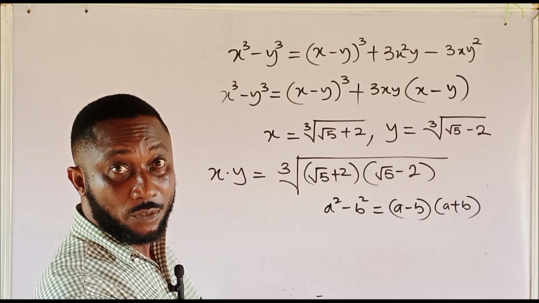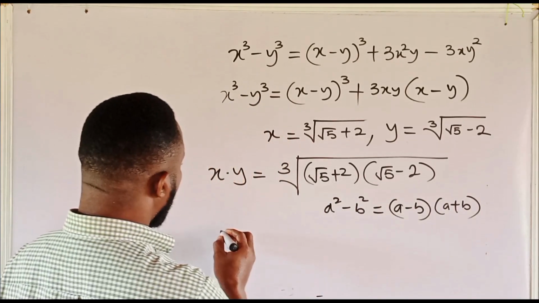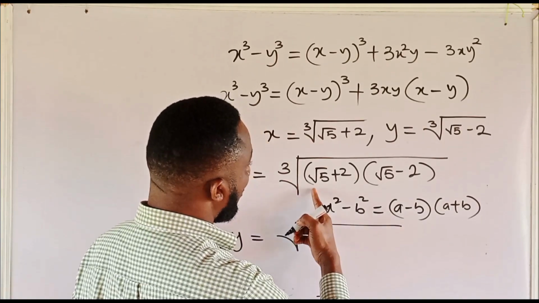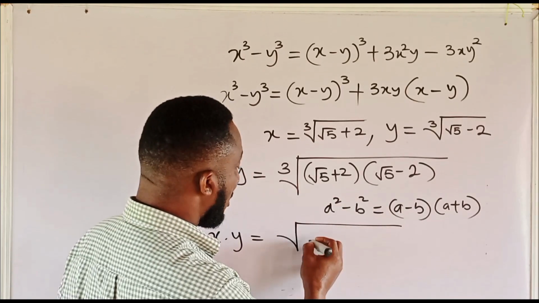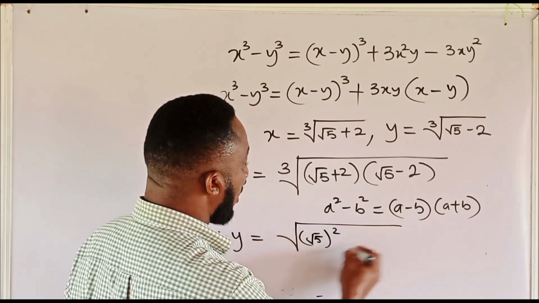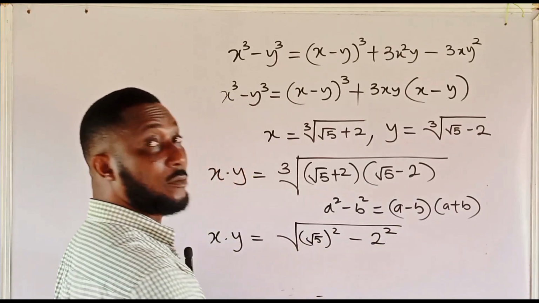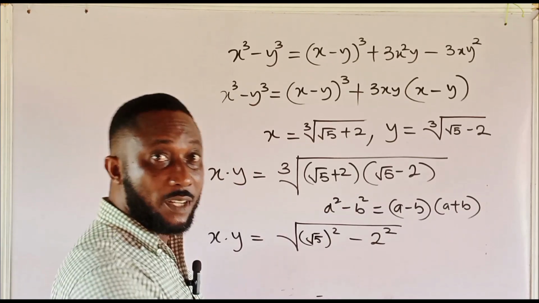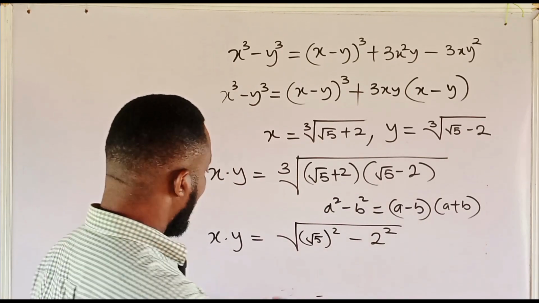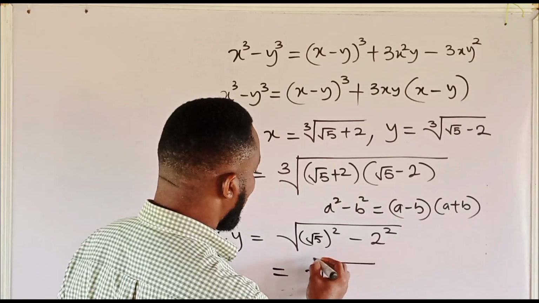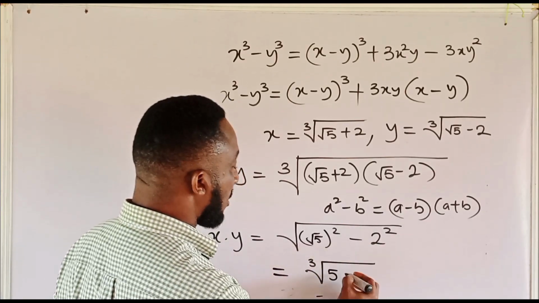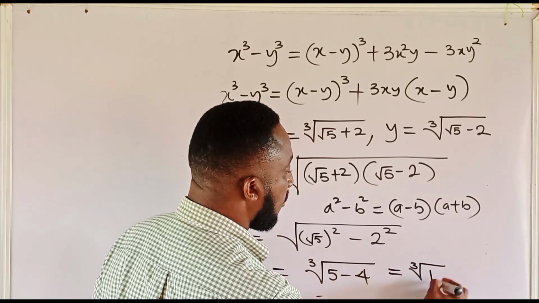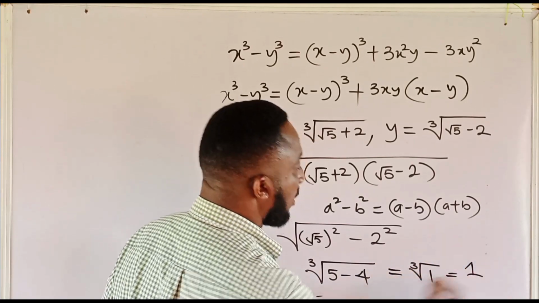We can then resolve these two terms. So s multiply y will then give us the cube root, and using this formula, this is going to give us root 5 whole squared minus 2 squared. So root 5 whole squared is root 5 multiply root 5, which is 5. Then 2 squared, that's 4. So we are going to be having the cube root of 1, which is equal to 1.